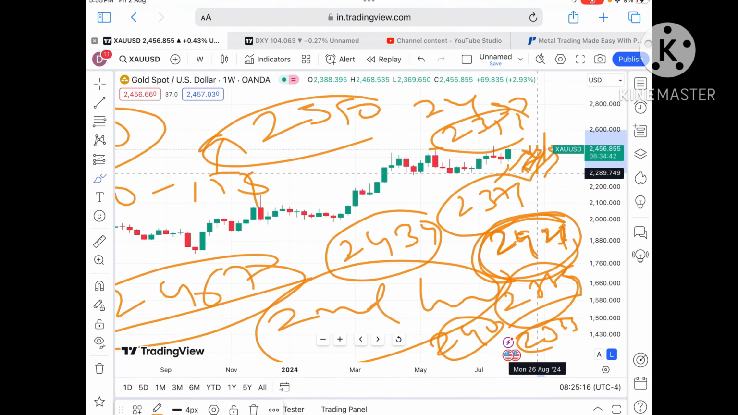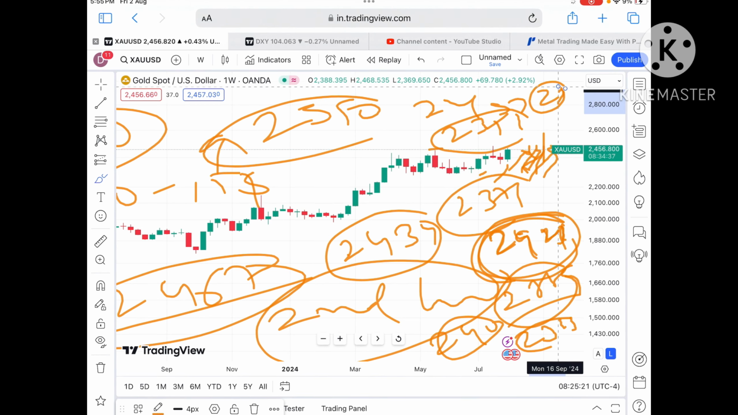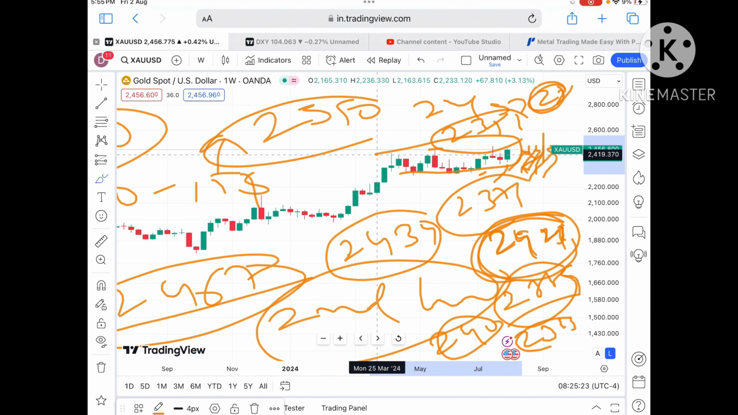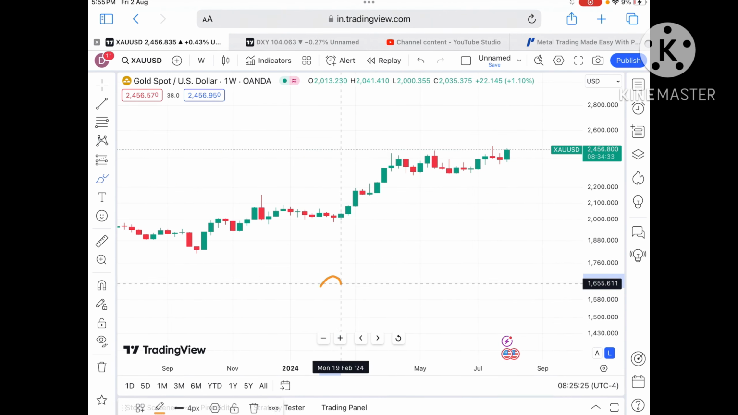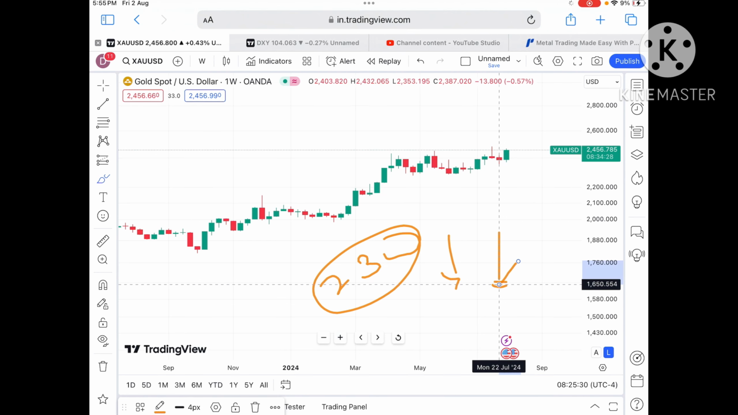Keep in mind that 2353 is already being tested, so chances of going towards a level of around 2303 will be there, and then a further low. This is the zone where the price will move if it starts falling below 2300. Keep in mind that if it starts falling below 2300, we can see a further fall.